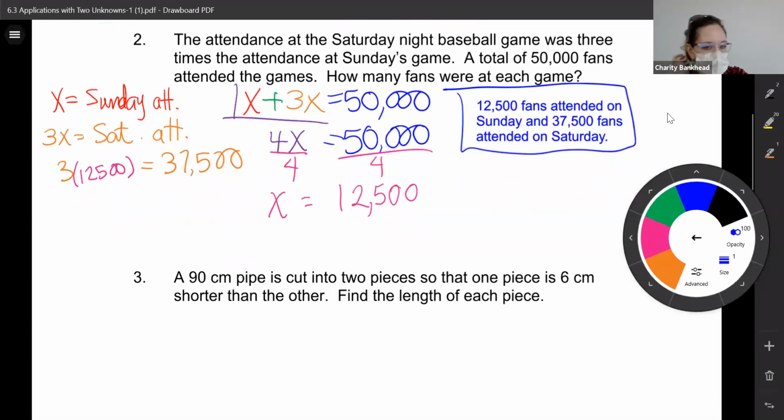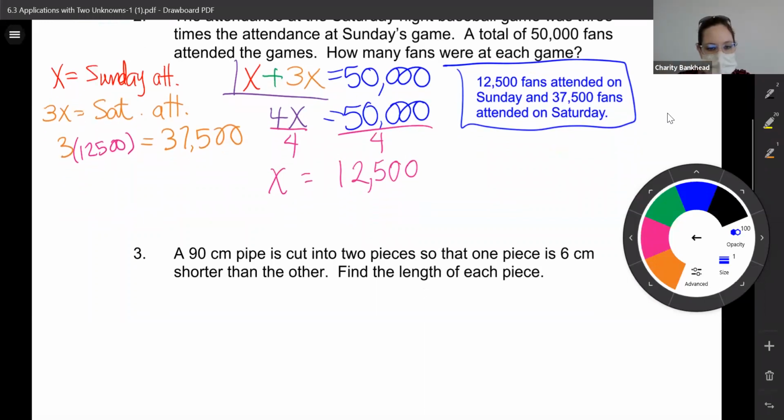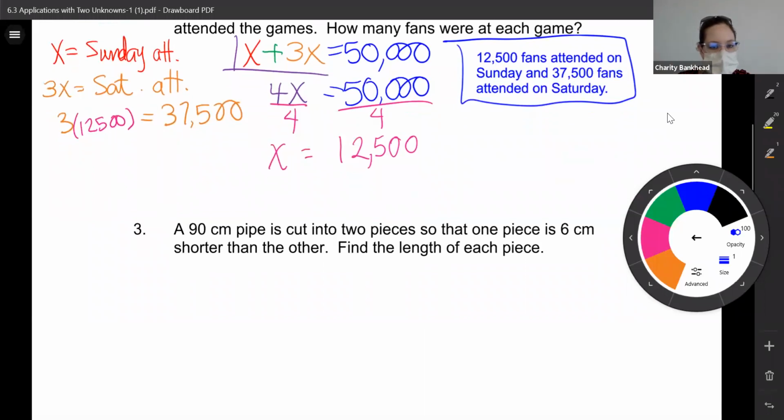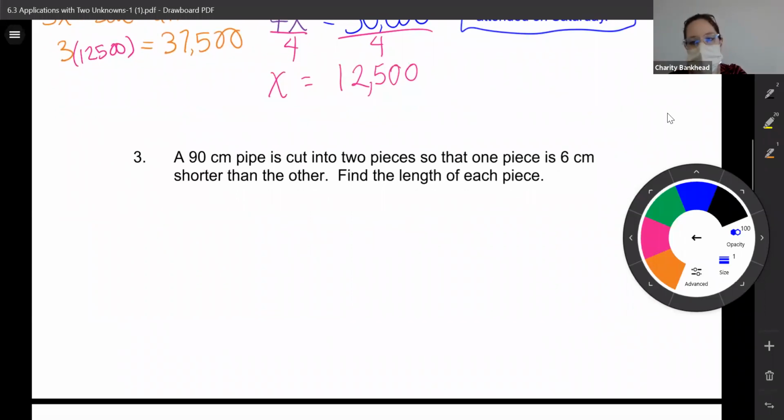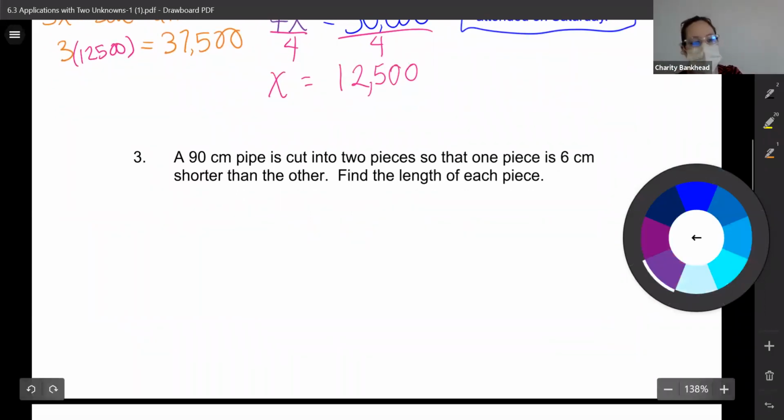Okay, number 3, a 90-centimeter pipe is cut into 2 pieces so that one piece is 6 centimeters shorter than the other. Find the length of each piece. Okay, so let's say there's the pipe. It's 90 centimeters. And it's cut in 2. So let's say this is X, and then this would be X minus 6.